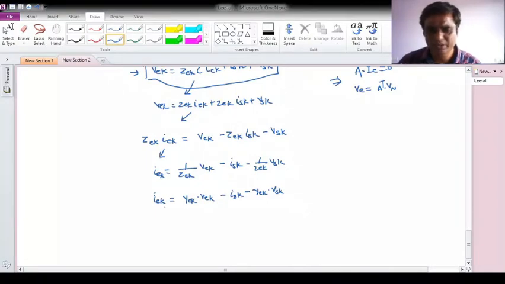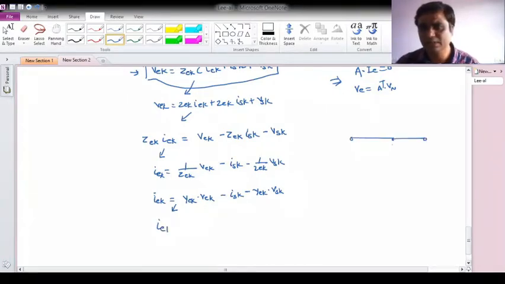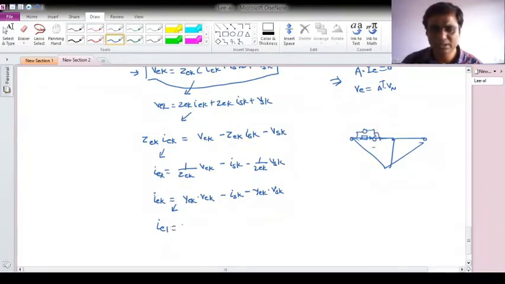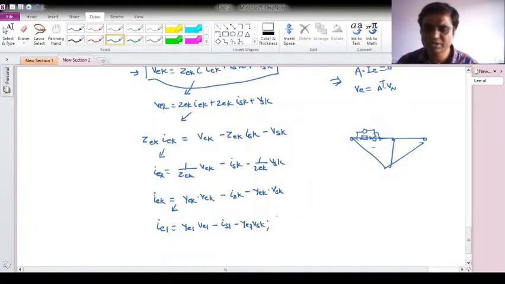So this is for a particular kth branch. We can write it branch-wise. Suppose k is equal to 1, so what can I write? I1, say my graph is like this, and suppose for this I have one impedance, then there is a current source in series with a voltage source, so I can write it as Y1 VE1 minus IS1 minus Y1 VS1. This is for the first element or first branch.